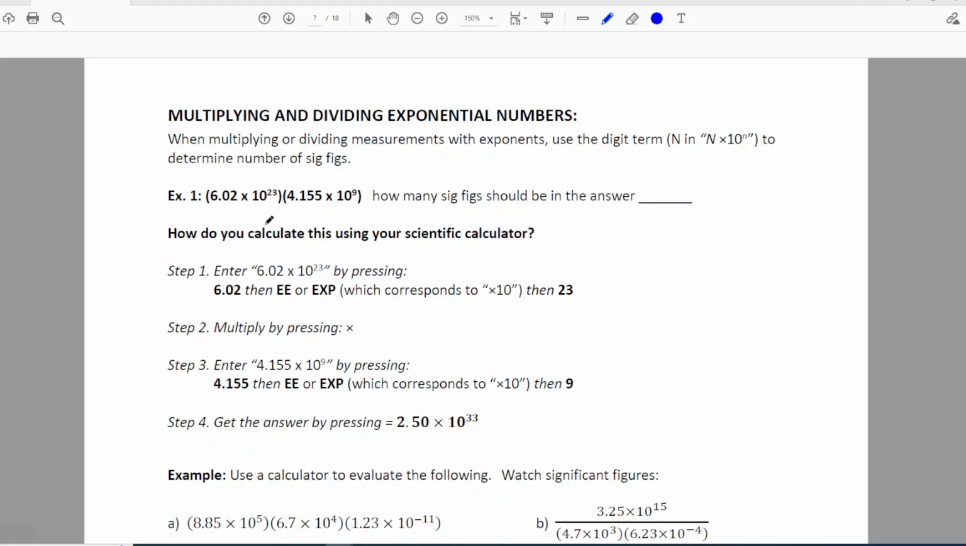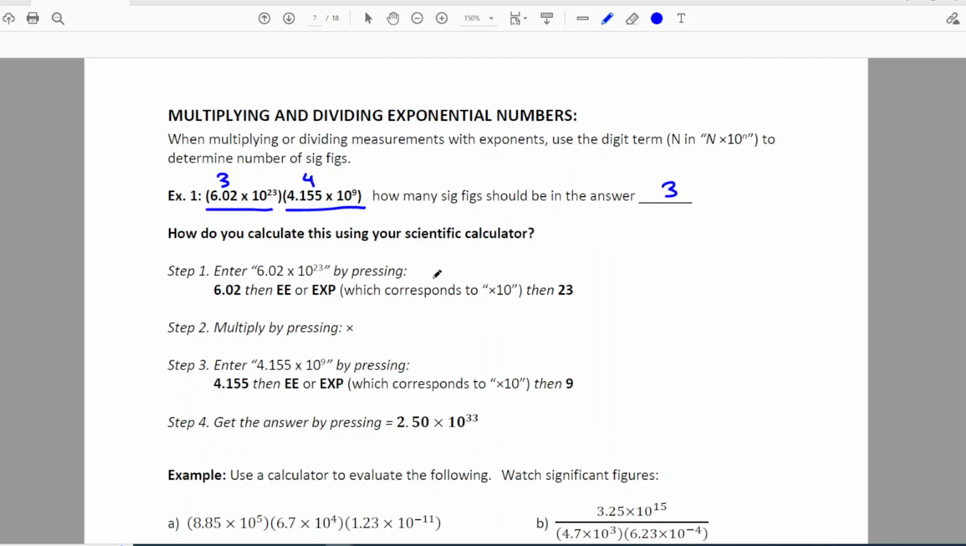Sometimes our numbers in our question will be in scientific notation, and it's really good to be able to A, put these into our calculator in scientific notation, B, be able to read an answer in scientific notation, and C, maintain significant figures. So what we're going to plug into our calculator is 6.02 times 10 to the 23 times 4.155 times 10 to the 9. Before we plug this in, how many sig figs should be in my answer? Well, I have 3 sig figs and I have 4 sig figs, so I'm going to answer to 3 sig figs.